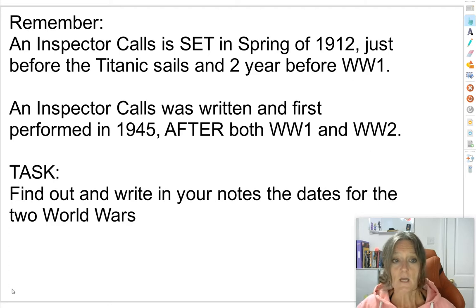The second point to remember, and this is important, is An Inspector Calls was written and first performed in 1945, after both World War I and World War II. And there was a reason why J B Priestley was being quite political and why he was looking for political change at around about that time.